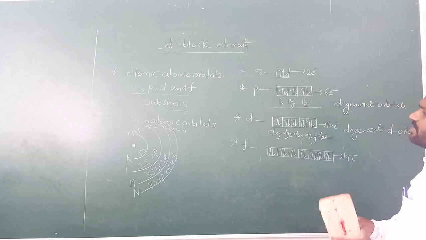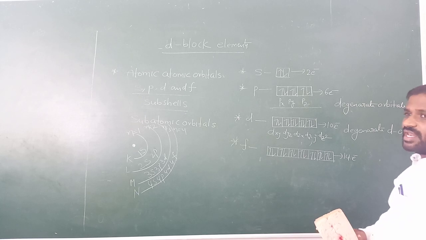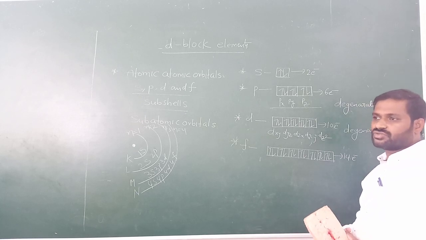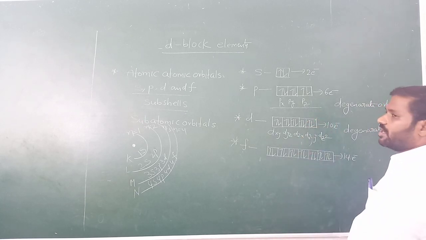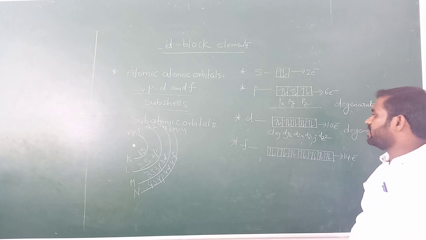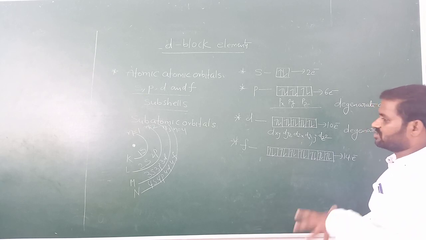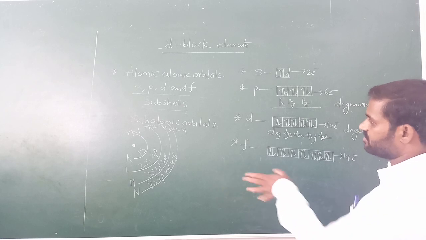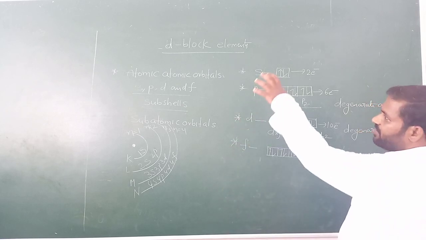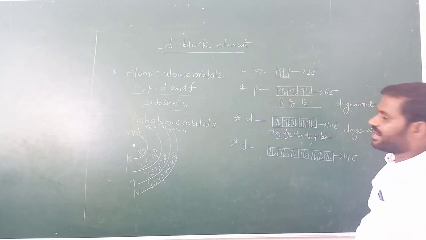Okay, so here we should remember the maximum filling of the s orbital is 2 electrons, the p orbital is 6 electrons, d is 10 electrons, f is 14 electrons. Okay, this is the arrangement here. Now we are going to discuss d block elements.